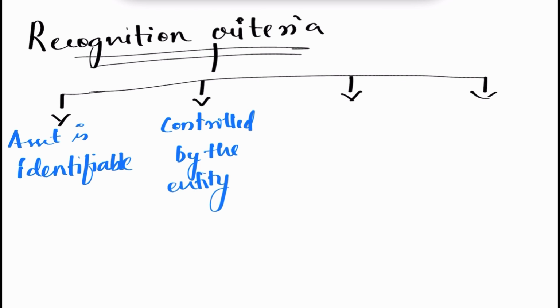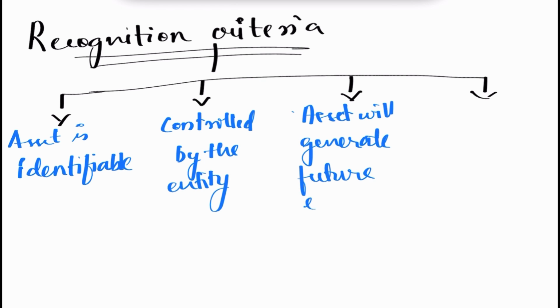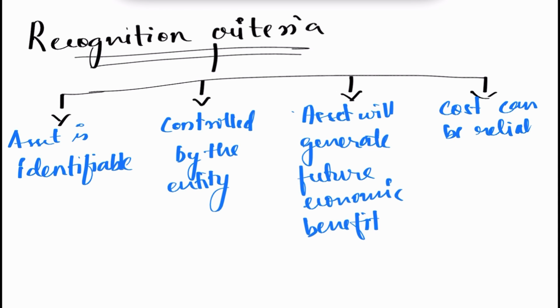third criteria is asset will generate future economic benefit, next is cost can be reliably measured. Okay, so this is the recognition criteria. If these criteria are met, then it can be classified as an intangible asset.